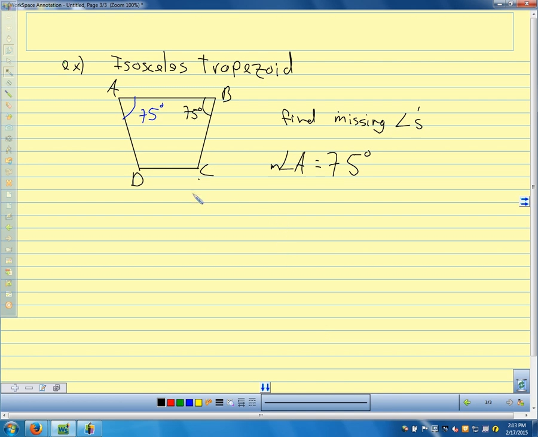And how are we going to figure out angle D and angle C? B and C are supplementary. So if I subtract 75 from 180, what do we get? Someone said it, 105. So the measure of angle D and the measure of angle C, because those two are the same, base angles are the same, are both 105 degrees.